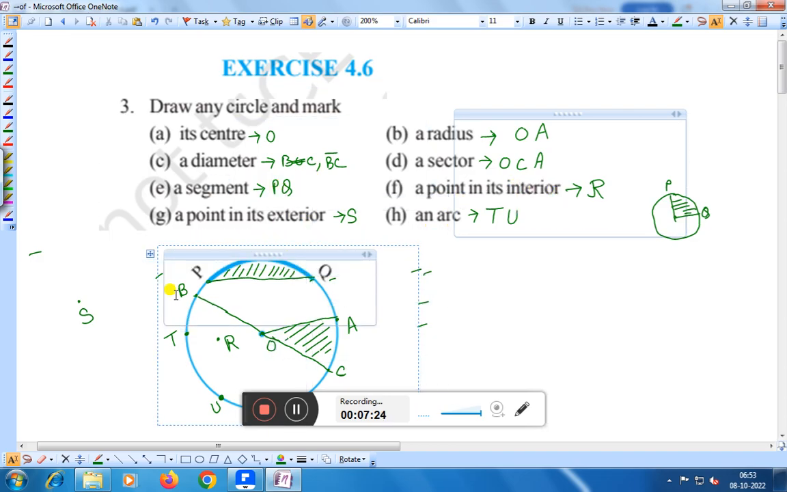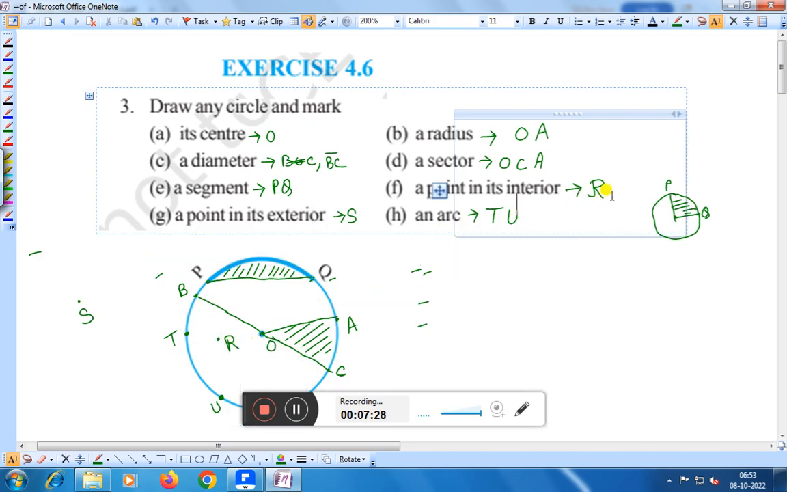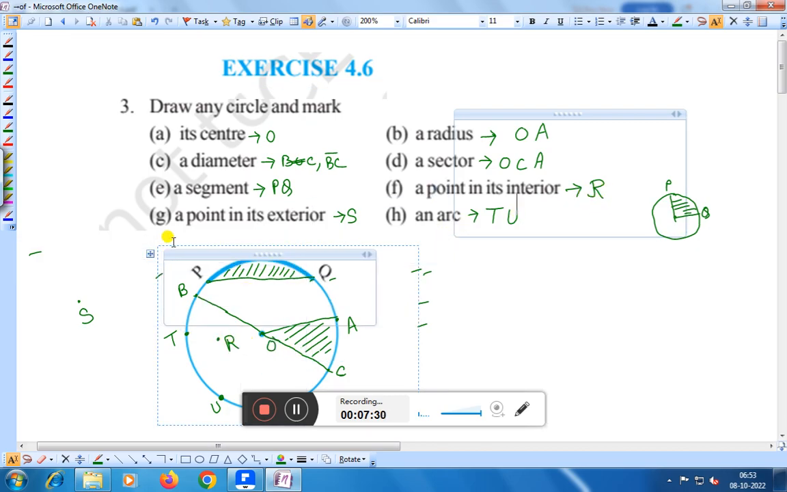A point in its interior. This is the circle. If a point, that is R, R is the interior point of a circle. And if we take a point S as the exterior, a point in the exterior is S. An arc. Here we have taken 2 points on the circumference of a circle, that is T and U. Therefore, this is an arc, right? This is the solution of question number 3.